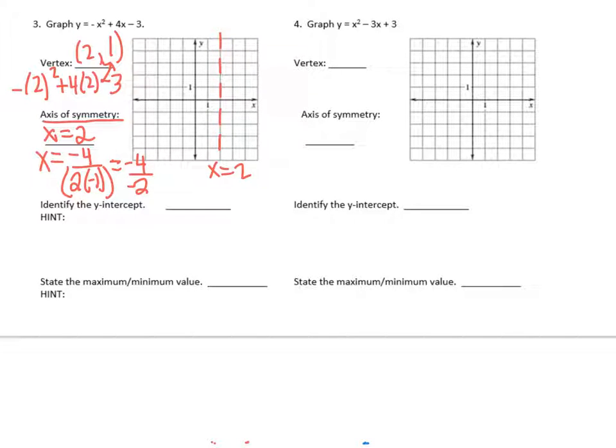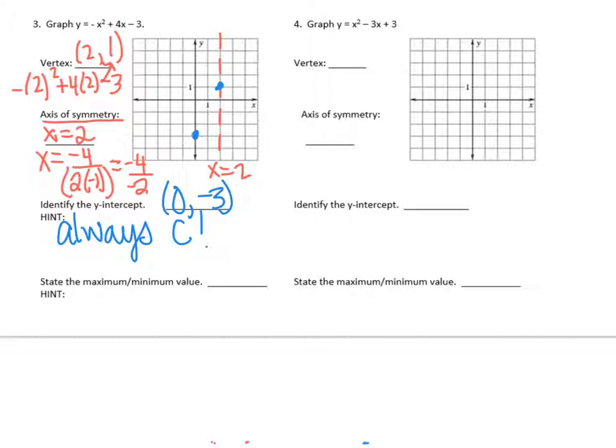I don't know if it'll let me draw it in there. There we go. I'm going to look at my y-intercept next, so I get a nice easy point on here. Remember, your y-intercept is always the c value here. So I'm going to write that as my hint. It's always c. So my y-intercept is (0, -3). So (0, -3) is down here.